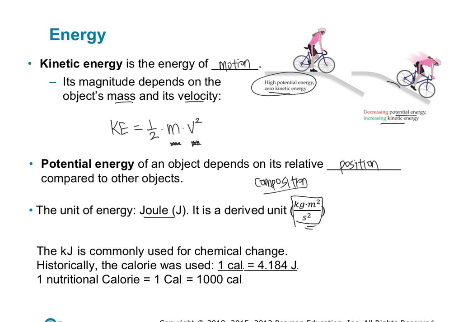Commonly, we use calories, especially with nutritional labels. A calorie is 4.184 joules. And then the type of calorie we see on our nutritional labels is actually a capital calorie, and that's 1,000 little calories, or a kilocalorie.